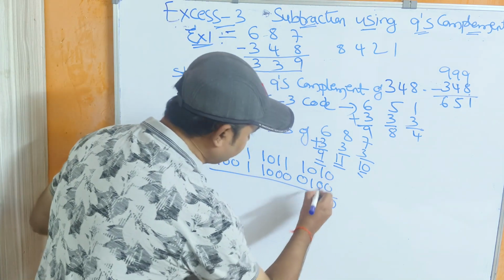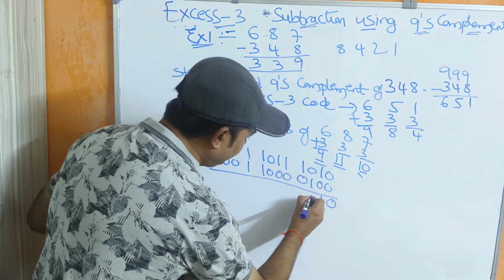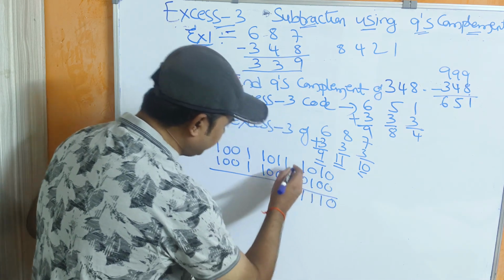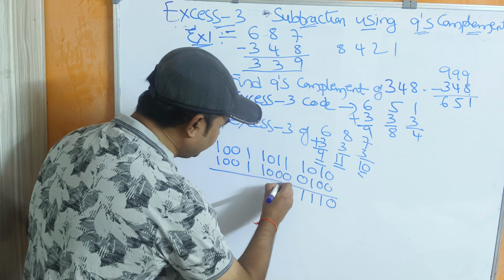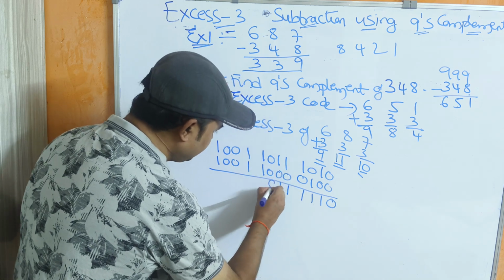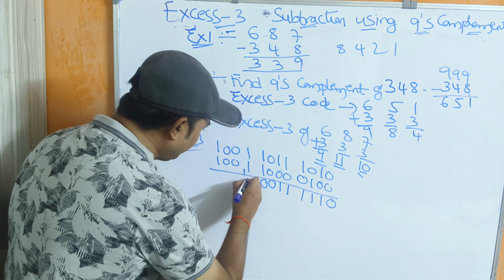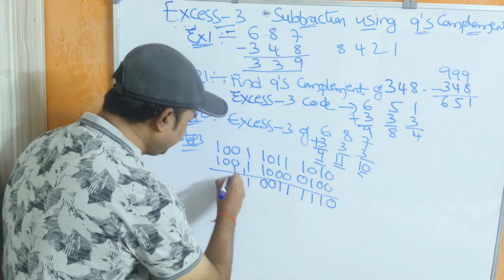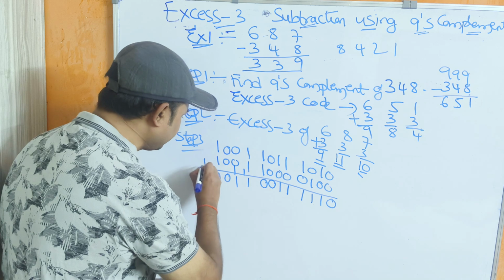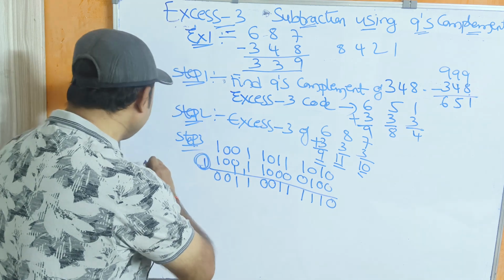Next, do the addition operation. 0 plus 0 is 0, 1 plus 0 is 1, 0 plus 1 is 1, 1 plus 0 is 1. Next, 1 plus 0 is 1, 1 plus 0 is 1, 0 plus 0 is 0, 1 plus 1 is 0 with a carry 1. The carries are generated in the groups.